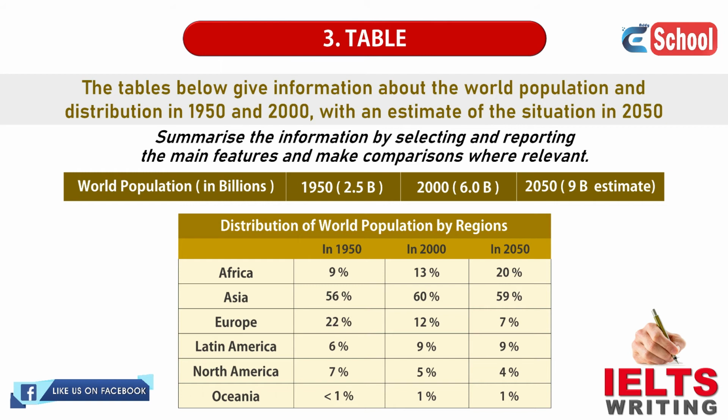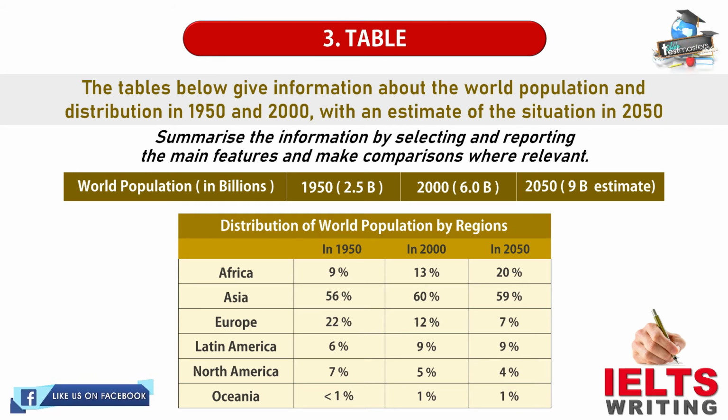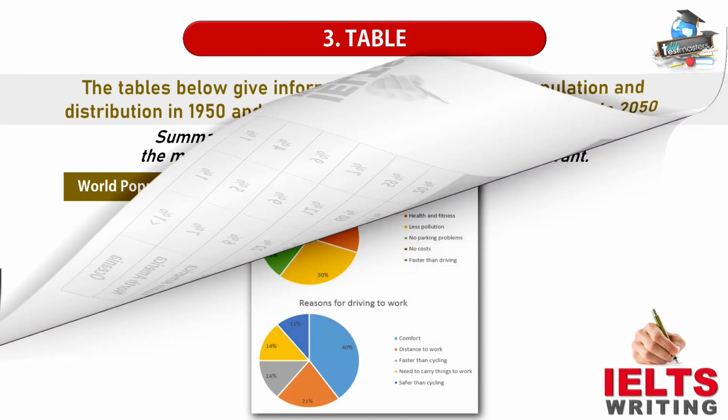This is the question. The tables below give information about the world population and distribution in 1950 and 2000, with an estimate of the situation in 2050. Summarise the information by selecting and reporting the main features, and make comparisons where relevant.